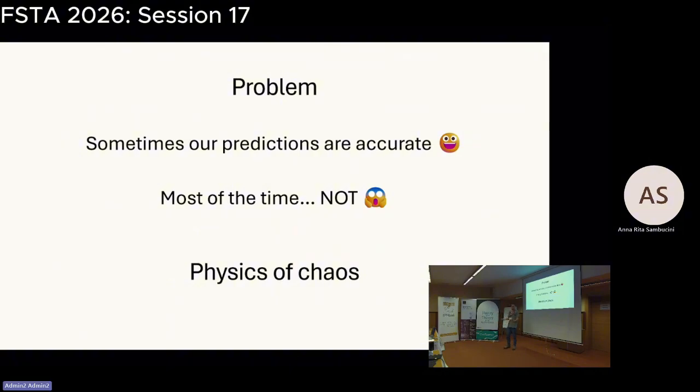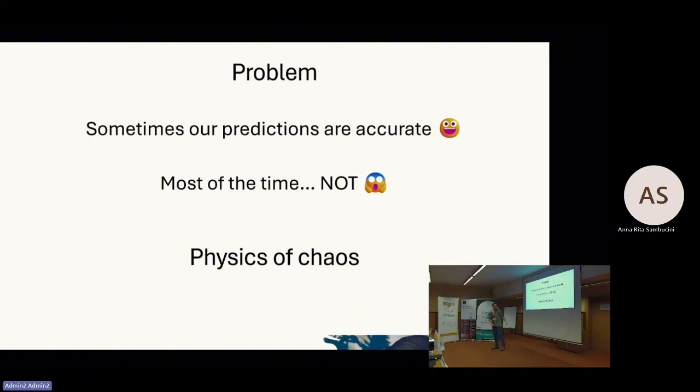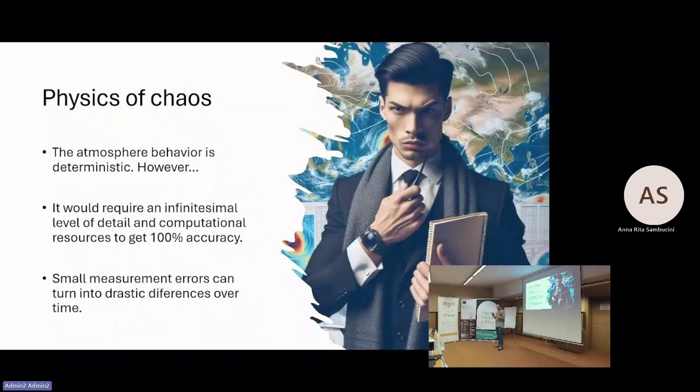We have one problem with forecasts. Sometimes our forecasts are accurate, but in reality, most of the time not. And that's due to the chaos of meteorology. The physics of chaos says that if we could have data with very high detail, we could make forecasts.